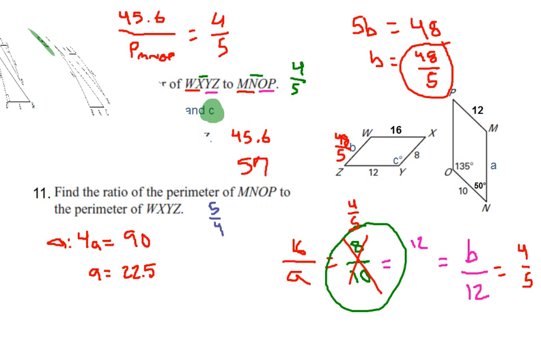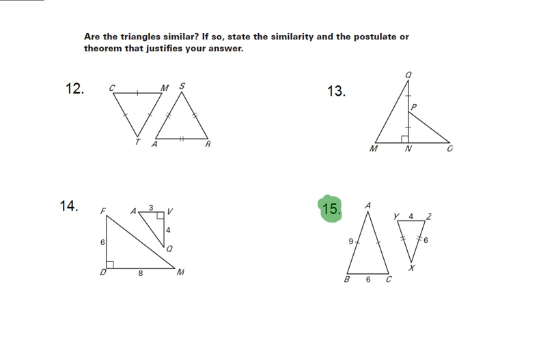Moving forward, let's take a look here at 12 through 15. Are these triangles similar? This is where we're going to use our similarity shortcuts, and if so, we need to say what shortcut. So in this one, are these triangles similar? And in this one, we have to say yes.